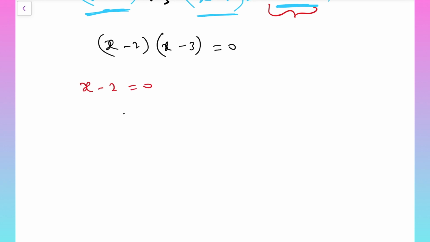x minus 2 equals to 0. Minus 2 if you take to the other side, plus 2. So x is equals to 2. The same way the second factor, x minus 3, make it equals to 0. Minus 3 if you take to the other side, it will become plus 3. So x is equals to plus 3. So plus 2 and plus 3 are the zeros of the given quadratic equation.